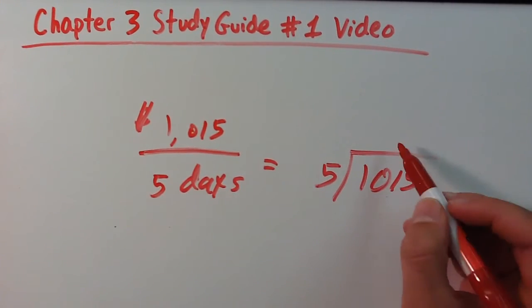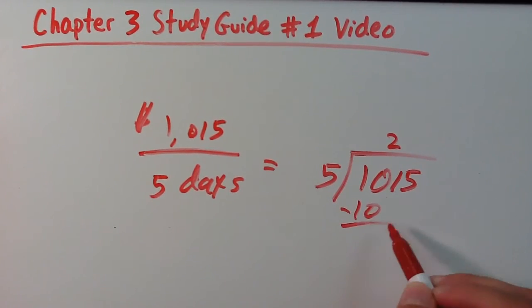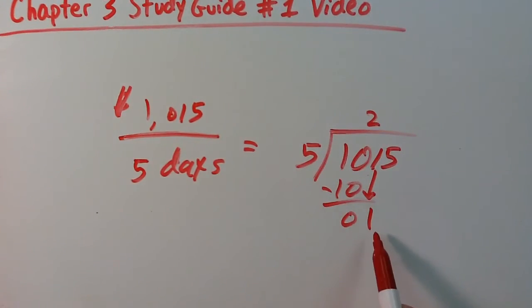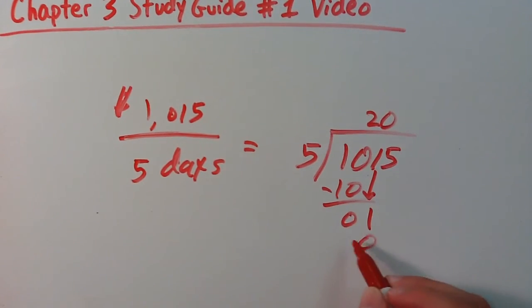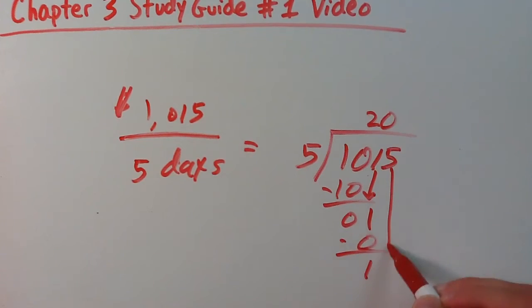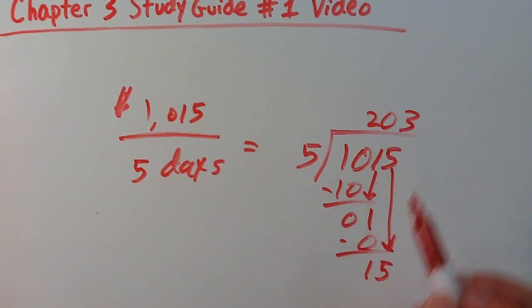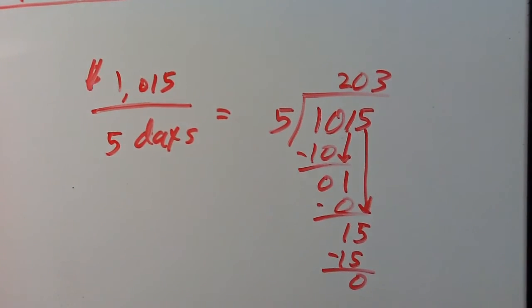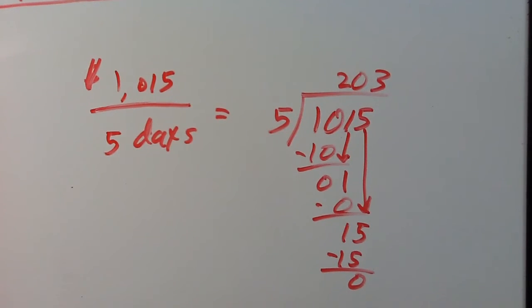5 goes into 10 twice because 2 times 5 is 10. I subtract, bring down the next digit. Now, can 5 go into 1? Nope, goes in 0 times. 0 times 5 is 0. I subtract 1 minus 0 to get 1. Bring down the next digit, and I know 5 goes into 15 3 times exactly. So our remainder is 0. We know that is it, right? It is terminating.